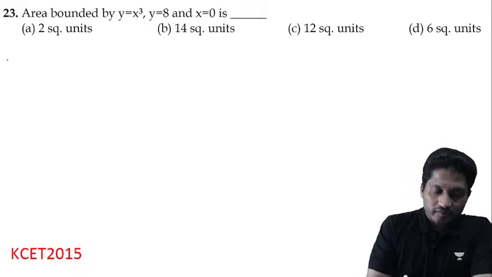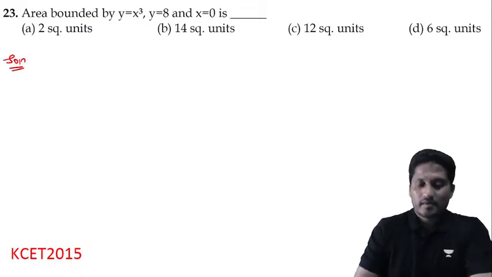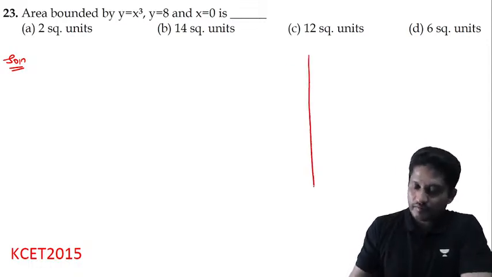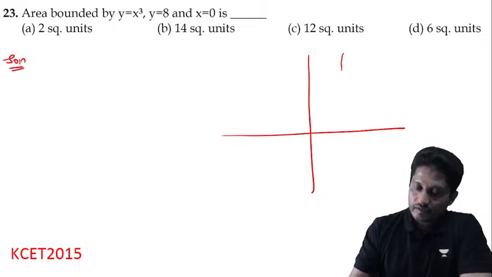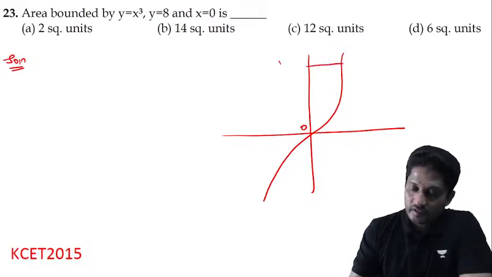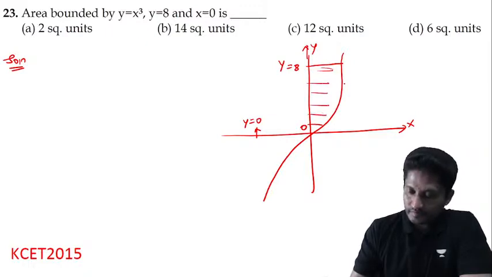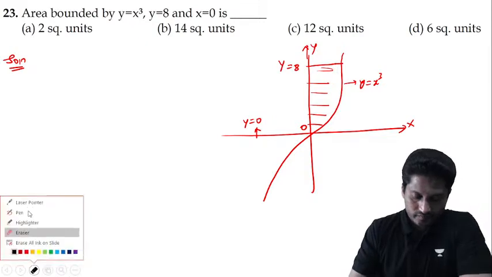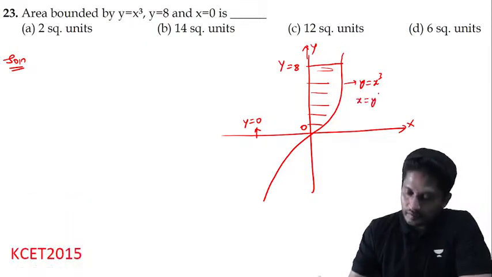Area bounded by the curve y is equal to x cube, y is equal to 8 and x is equal to 0. Y equal to x cube is a cubic function, right? We get a graph like this. Y is equal to 8, and the x-axis has the equation y equal to 0. This area I'm supposed to find out. Y is equal to x cube is the same as x is equal to cube root of y, which is y to the power of 1 by 3.